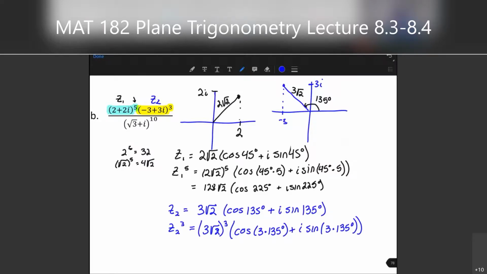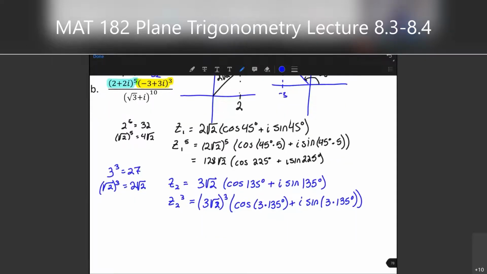Okay, we have 54 square root of 2. I think that would be correct. Let's think through that just a minute. I know 3 cubed is going to be 27. And then if you take the square root of 2 and cube that portion, that is 2 roots of 2. So if you multiply those together, you do end up getting 54 roots of 2. And then what would be our new argument here?